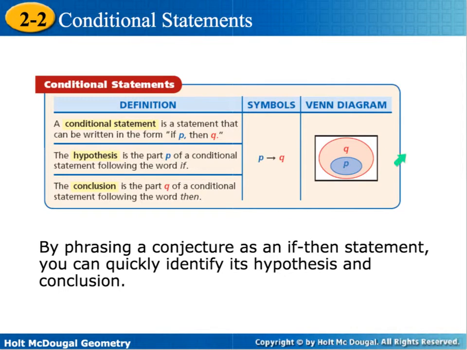A Venn diagram can also be used, where if this happens, then I go to the Q circle. If I fall in the P circle, that means I'm also in the Q circle, so I do both. That one's kind of weird, but we'll do an example on that in the classwork.